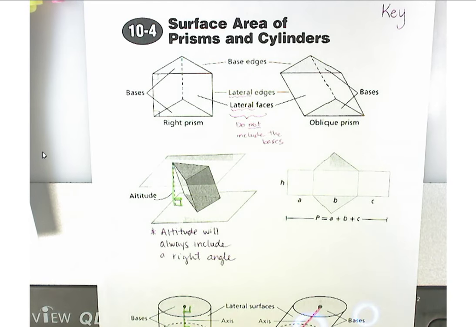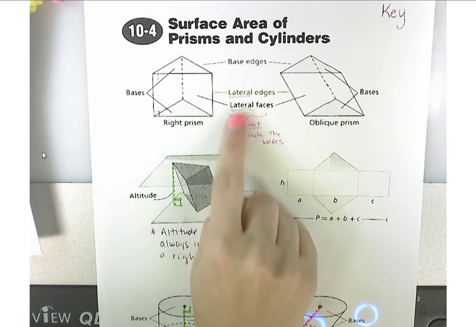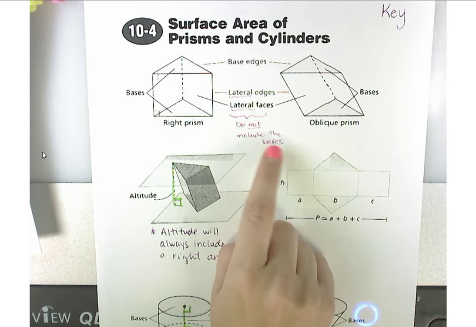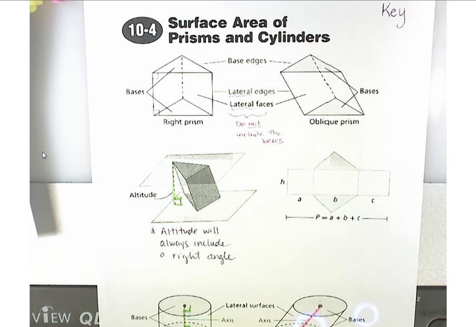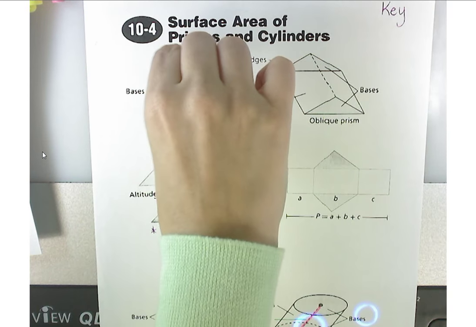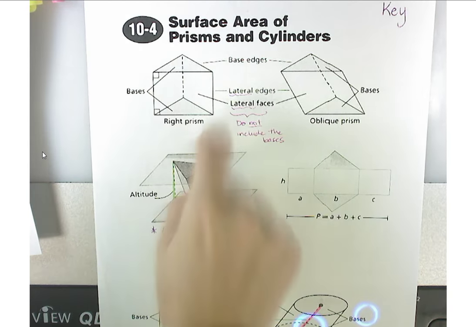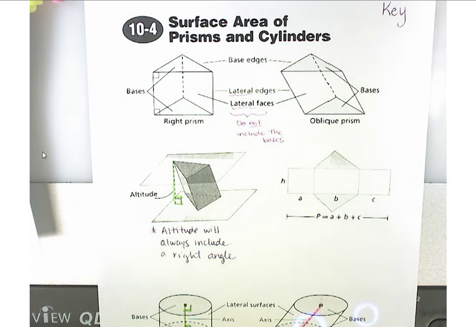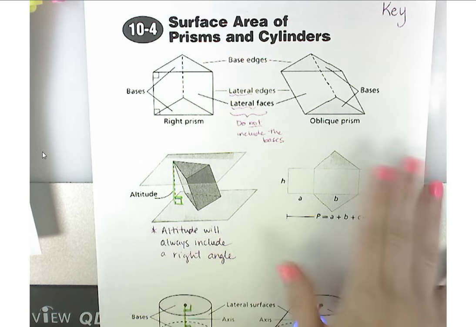When you are talking about lateral faces, you are not going to include the bases. So with this, it's a triangular prism. So your bases are the two triangles. And then what's the shape of the faces for that? They're all rectangles. Okay, so that's how you'll know what your bases are.